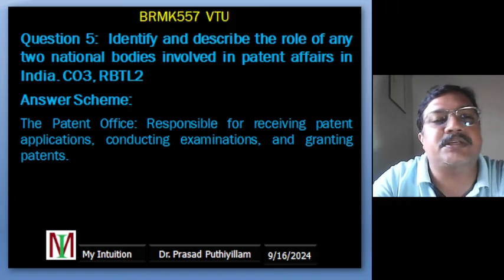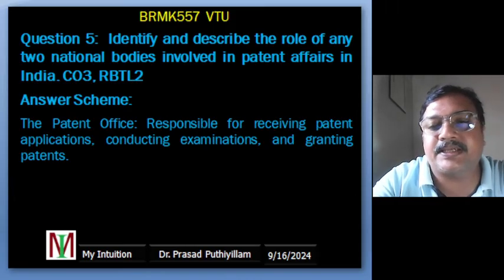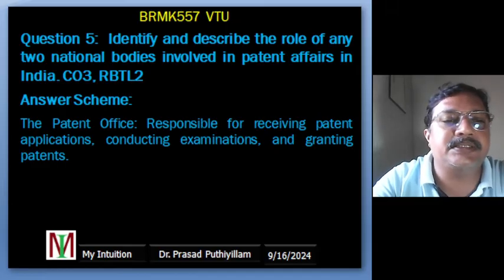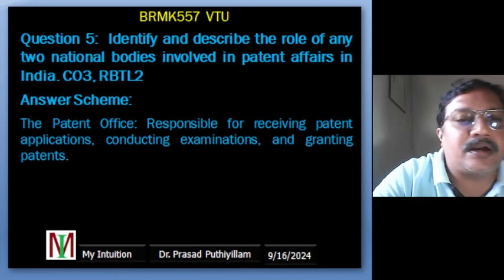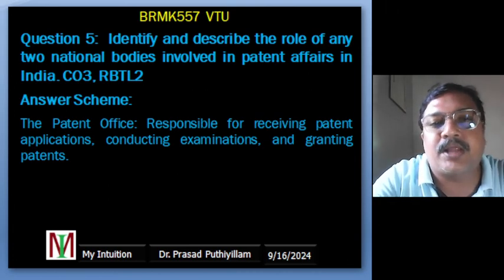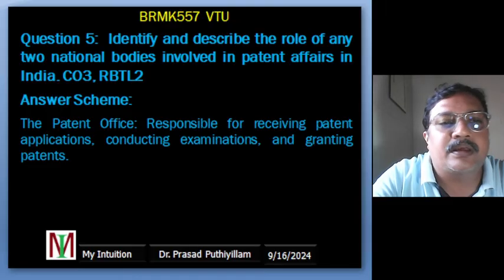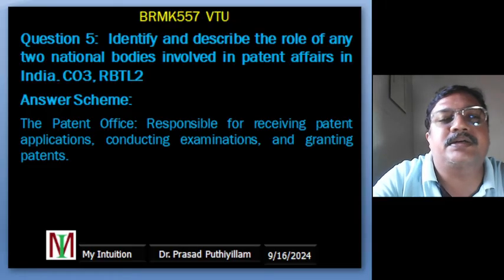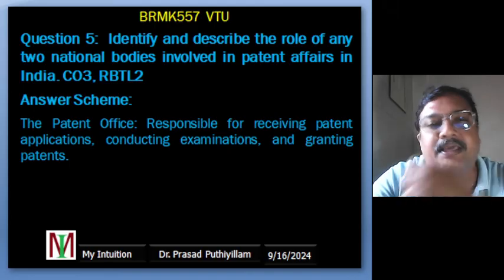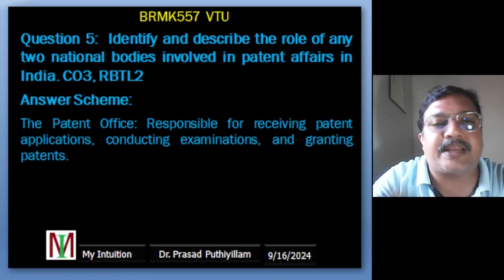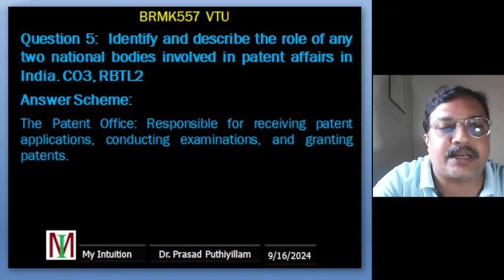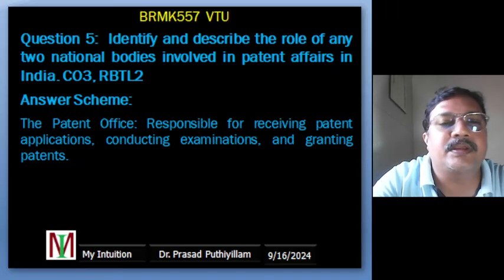The patent office is responsible for receiving the patent applications, conducting examinations and granting the patents. Okay, so the patent office is a government office where people go to apply for a patent. A patent is a special right that stops others from making or selling our invention without our permission. The patent office checks the applications to make sure that they meet all the rules. If everything is correct, then they give the patent to the inventor.